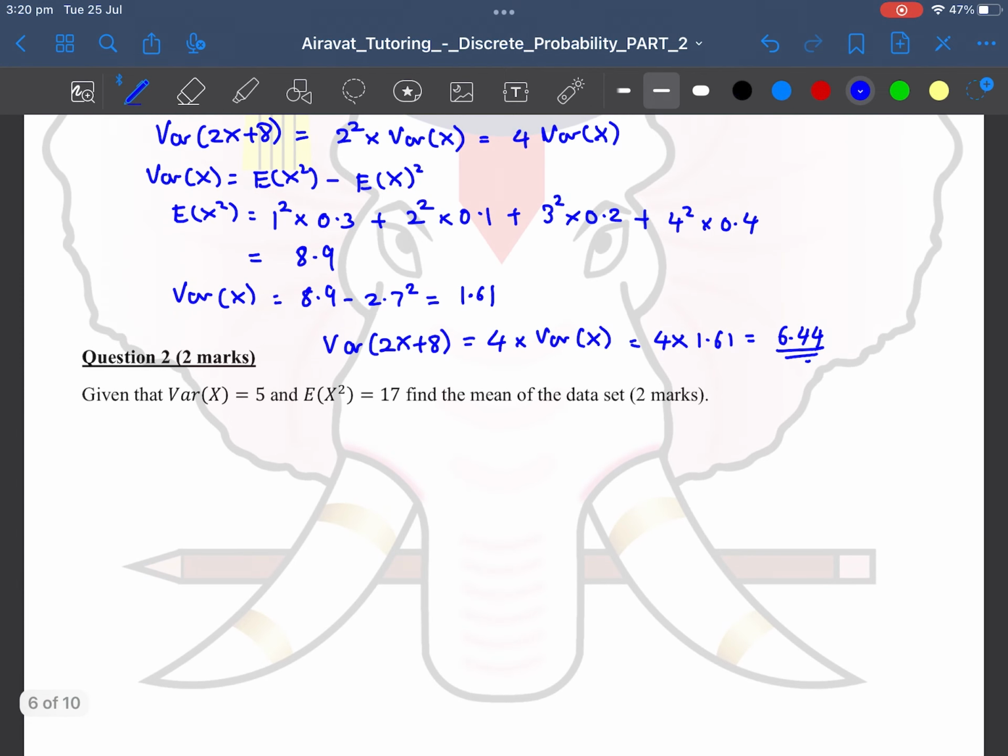Alright, given that variance is 5 and E of X squared is 17, find the mean of the dataset.